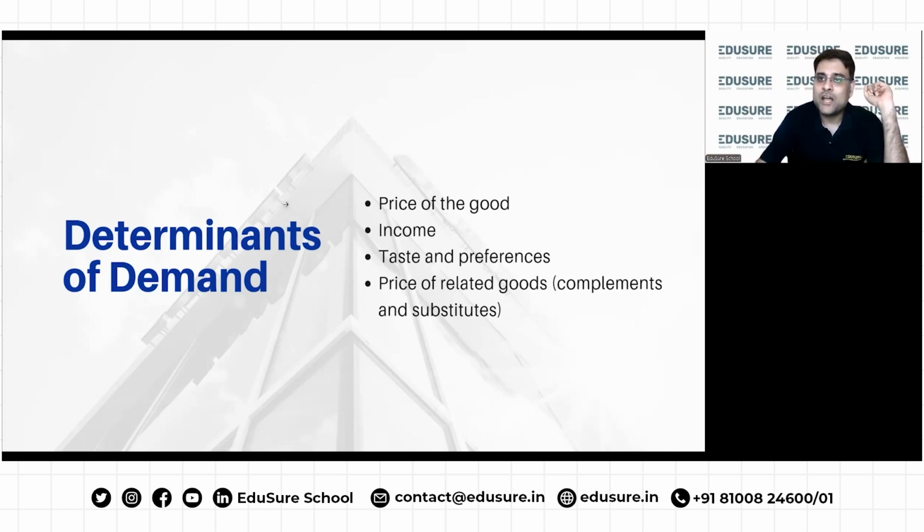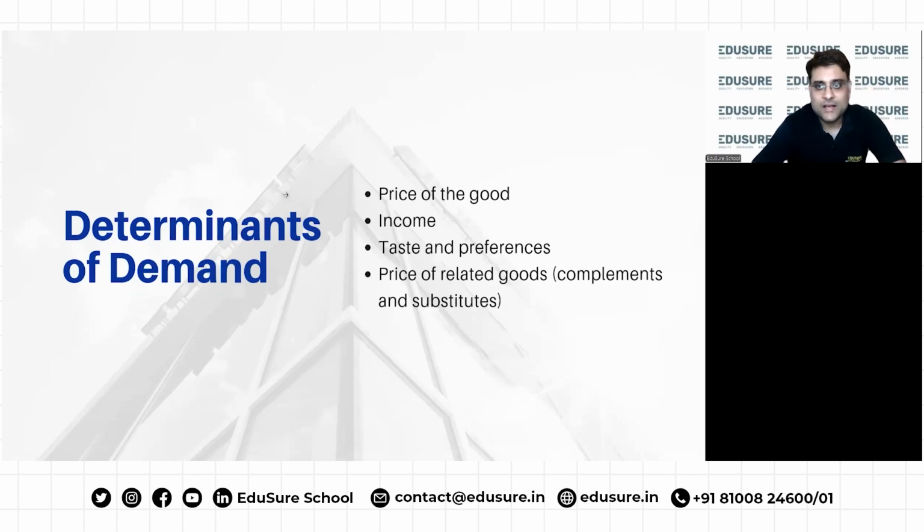So tea and coffee are substitutes. Price of tea increases, consumption of coffee increases. Price of petrol increases, the car demand decreases. So these are the different determinants of demand, as I have explained.